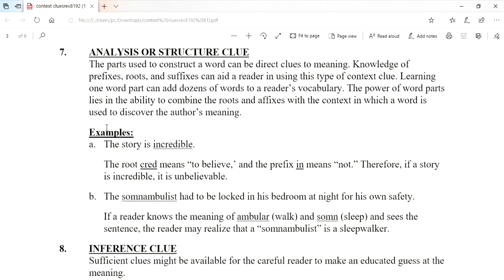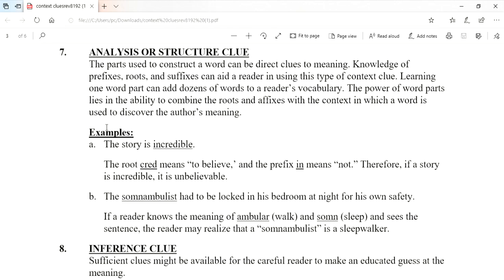Alright, so the example here: the story is incredible. We have incredible. We know credible means believable. So "in," which is a negative prefix added there, means not. So with the "in," we know it is what? Not believable. The root, cred, means to believe.